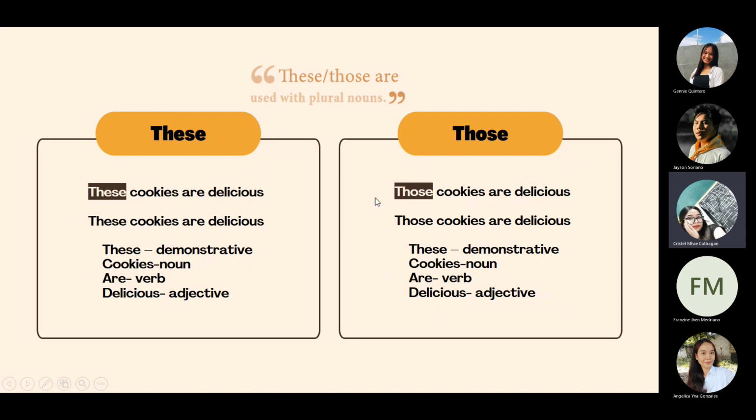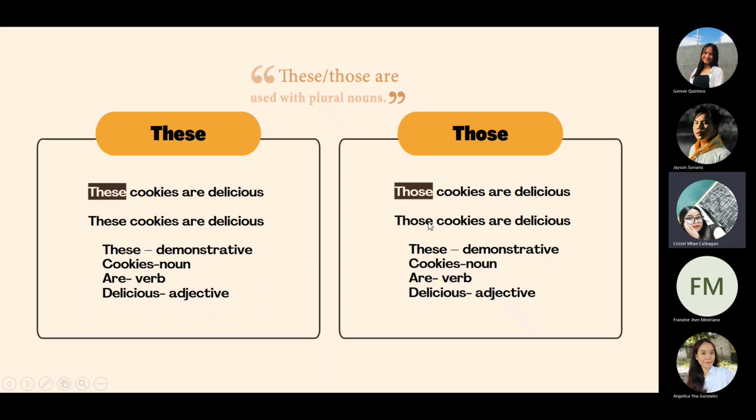So these and those are used with plural nouns. So, these cookies are delicious. In this sentence, the speaker likely has the cookies in front of him or is eating the cookies. So these is the demonstrative, cookies is a noun, are is a verb, and delicious is an adjective.